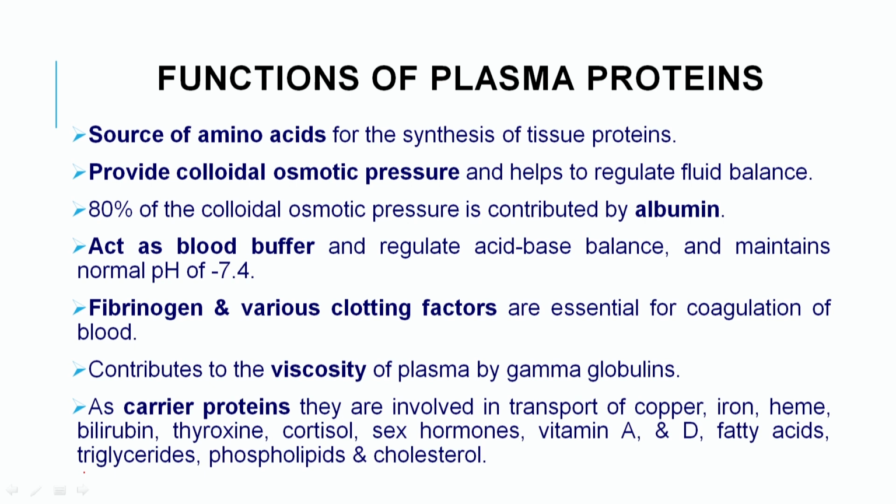Fibrinogen and various clotting factors are essential for coagulation of blood. Gamma globulins contribute to the viscosity of the plasma. Plasma proteins also act as carrier proteins. They are involved in transport of copper, iron, heme, bilirubin, xanthin, cortisol, sex hormones, vitamins A and D, fatty acids, triglycerides, phospholipids, cholesterol and other substances.